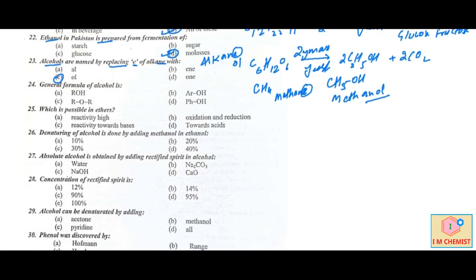Then we have MCQ number 24, which asks for the general formula for alcohol. Alcohols are represented by R, that is aliphatic in nature, and you have to add OH to this. This is the hydroxyl group. So option A is correct. If you replace this R with an aromatic ring or benzene ring, it would be converted into phenol, or it would lead to the formation of an aromatic compound. So option A would be correct. ROR is the general formula for ethers. Next, which is possible in ethers?